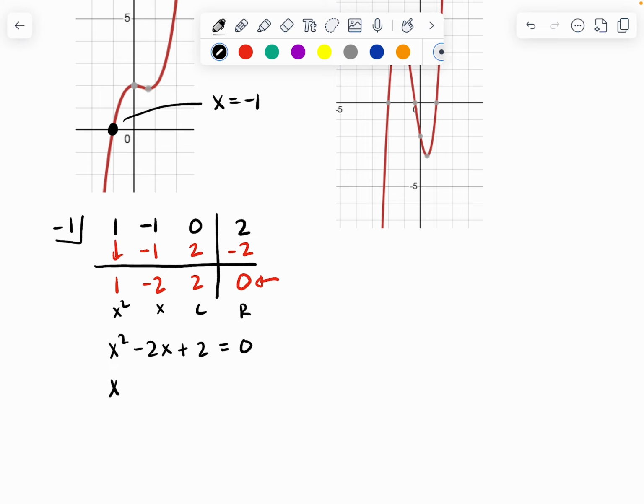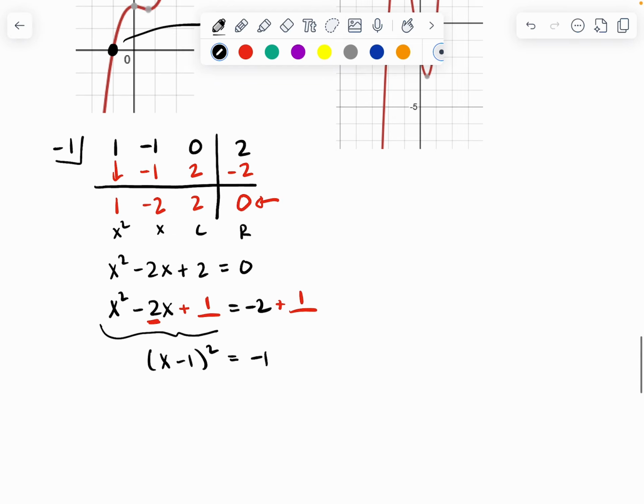So if I go x squared minus 2x, move the -2 over, I'm going to add something here. So half of -2 is -1, -1 squared is 1. So this is going to give me, if I factor this, x minus 1 times x minus 1, or x minus 1 squared. -2 plus 1 is -1. If I take the square root of both sides, I'm going to get x minus 1 is plus or minus i. So I'm going to get x equals 1 plus or minus i.